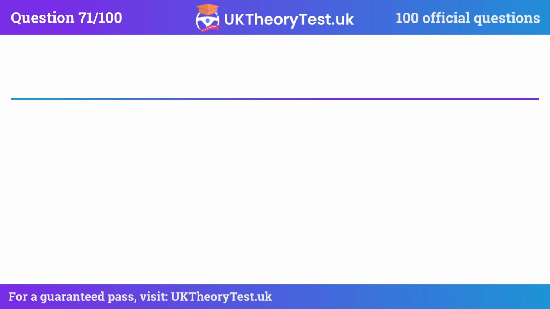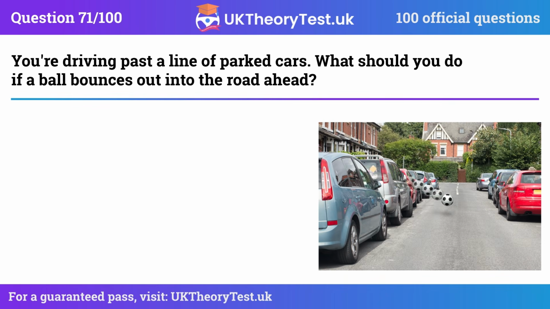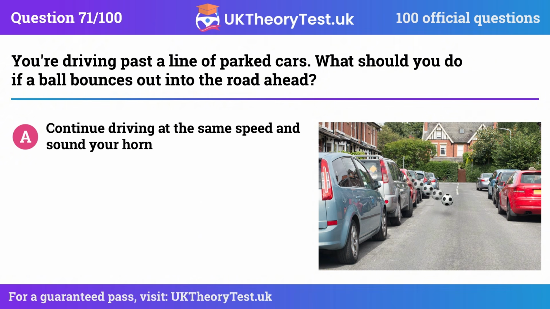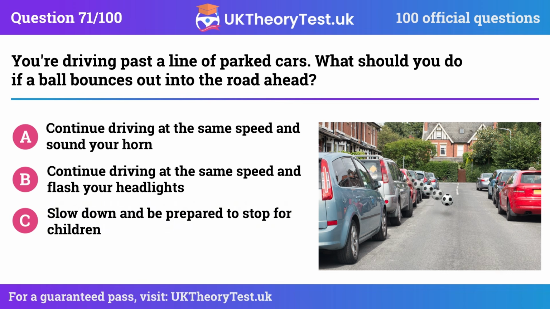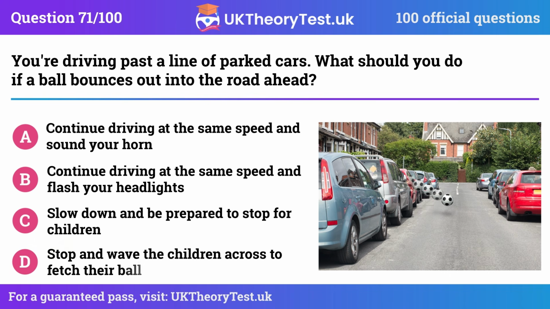Question 71. You're driving past a line of parked cars. What should you do if a ball bounces out into the road ahead? A. Continue driving at the same speed and sound your horn. B. Continue driving at the same speed and flash your headlights. C. Slow down and be prepared to stop for children. D. Stop and wave the children across to fetch their ball.